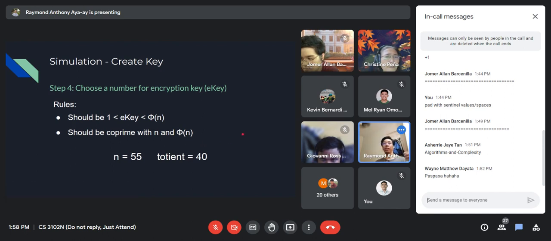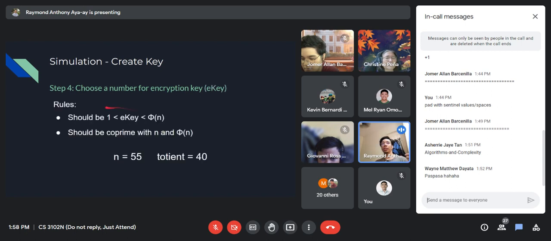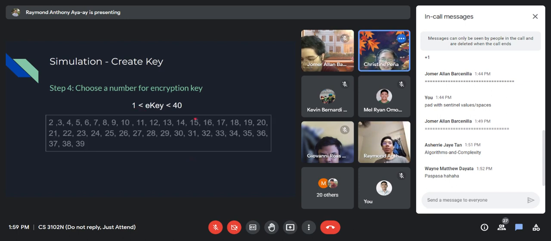So I will illustrate it here. First, we list down all the numbers that satisfy the first condition, which should be greater than 1 but less than our totient, which is 40. So that should be 1 to 39. No, 2 to 39, because it should be greater than 1. Yes. Okay.